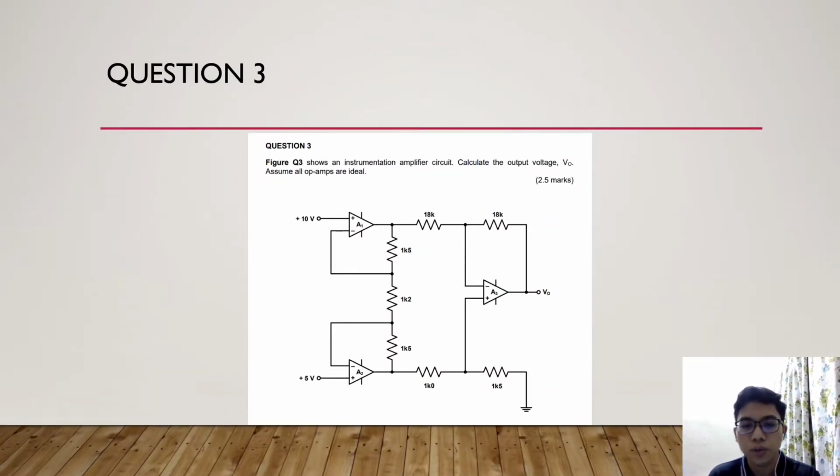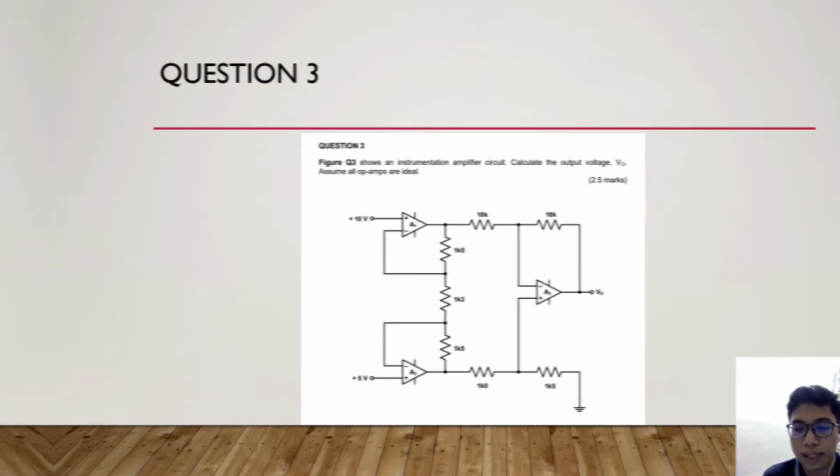So this is question 3. Figure Q3 shows an instrumentation amplifier circuit. Calculate the output voltage. Assume all op-amps are ideal. As you can see here in the circuit, we have a voltage follower here, and this is also a voltage follower. Okay, let us figure out the answer.